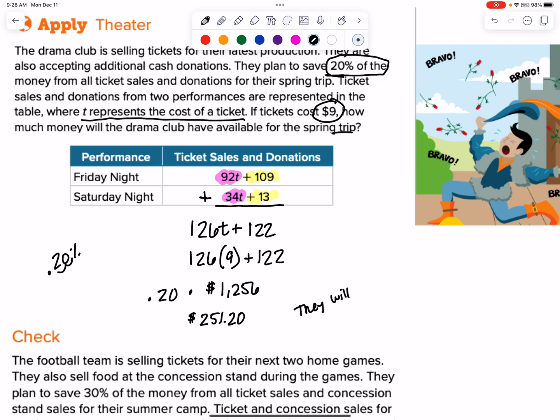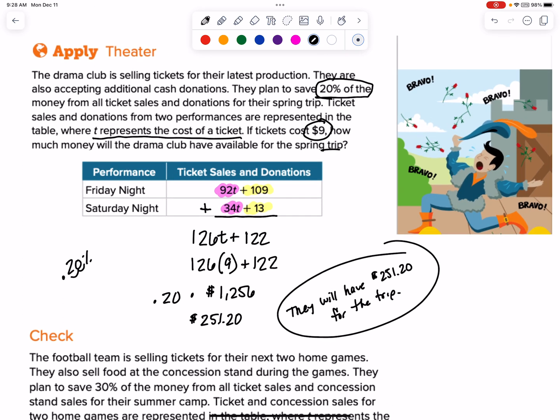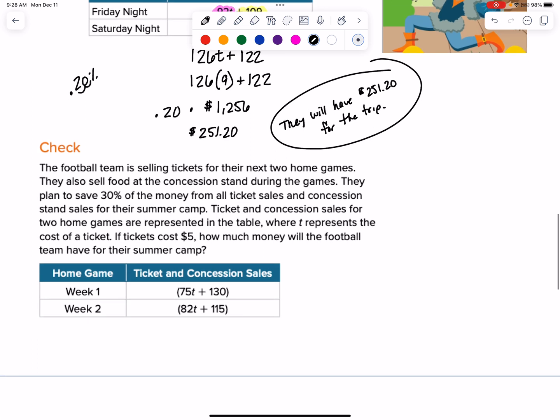They will have $251.20 for the trip. And there we go. Okay, bravo.